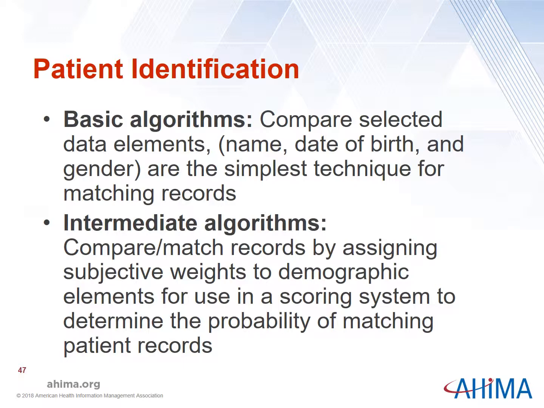Basic algorithms that compare selected data elements, such as name, date of birth, and gender, are the simplest technique for matching records. Intermediate algorithms use more advanced techniques to compare and match records by assigning subjective weights to demographic elements for use in a scoring system to determine the probability of matching patient records. Advanced algorithms contain the most sophisticated set of tools for matching records and rely on mathematical theory and statistical models to determine the likelihood of a match.